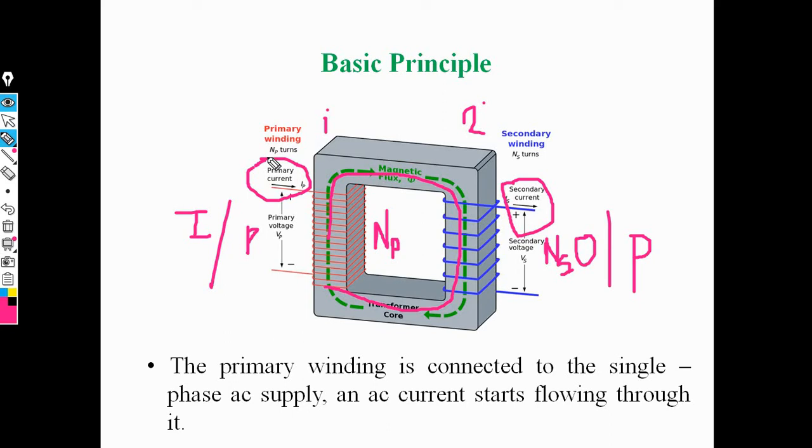Okay, now this is the working principle of the single phase transformer. This is the primary side voltage, that is VP, the primary winding voltage VP, and this is VS, the secondary winding voltage VS. Okay, now this is the working principle of the single phase transformer.